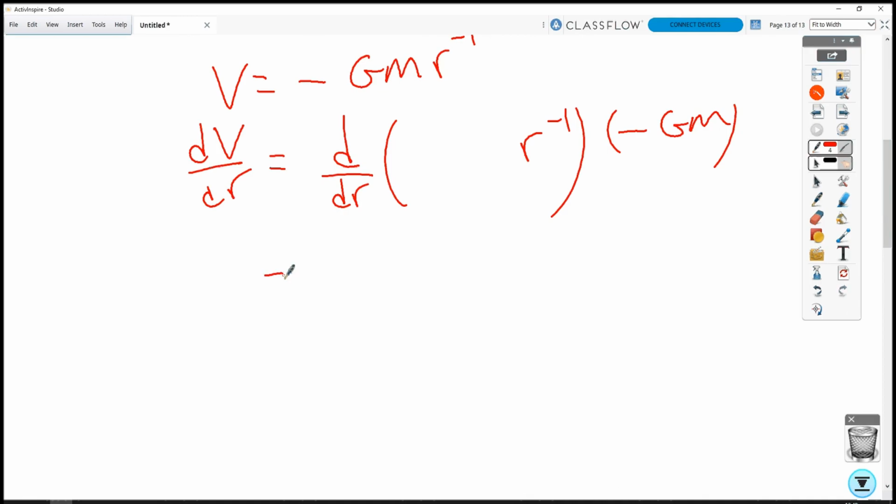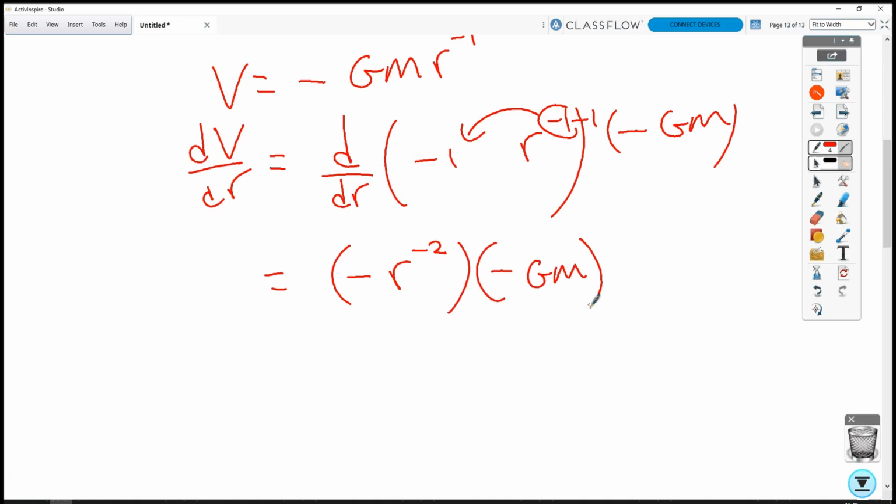So now if I work out d/dr of r to the minus 1, the minus 1 will come down here, and then we take away 1 from the power. So that becomes minus r to the minus 2, and we multiply that back to it, minus GM. Minus and minus cancel, so that's equal to GM r to the minus 2, which is equal to GM over r squared, because a minus power means 1 over. All right, I'm going to wipe all of that off now.